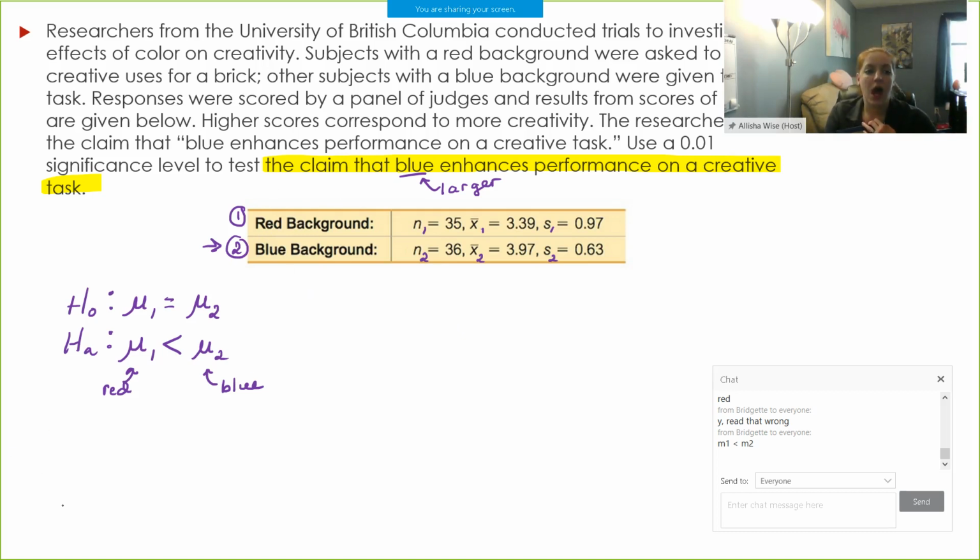Okay, so quick question, is this left-tailed, right-tailed, or two-tailed? What do we think?